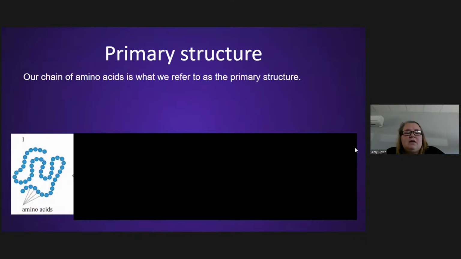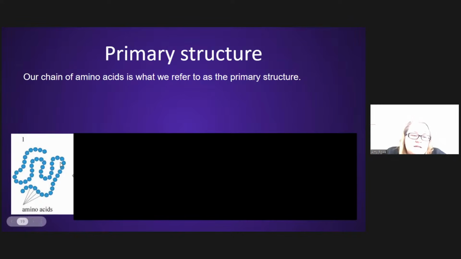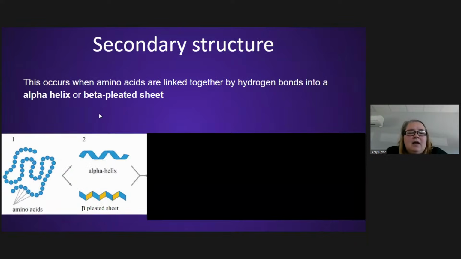The shape of a protein is vital to its function and whether it will function properly. We start off when we talk about the primary structure of a protein. We have basically just a string of amino acids. It's often shown as a string of pearls. What happens to that primary structure is it is then folded up or curled up, and those amino acids are linked together into specific shapes by hydrogen bonds.